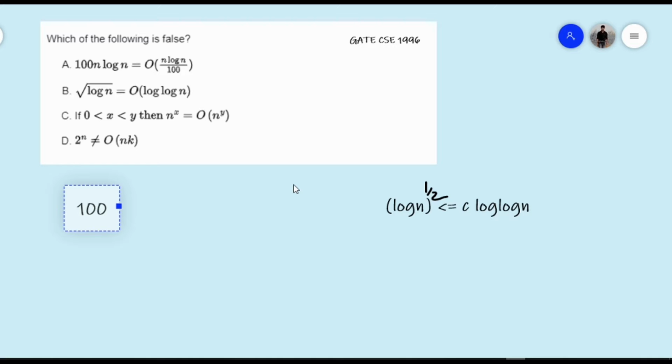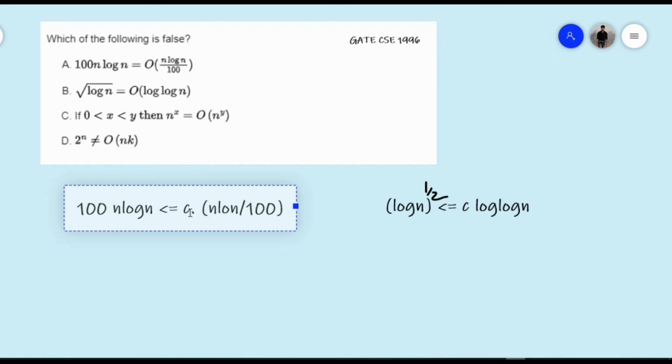100 of n log n is less than or equal to c dot n log n divided by 100, where c is a constant. As we know, this is a big O notation. So because of big O, it means this 100 of n log n is less than or equal to n log n divided by 100.